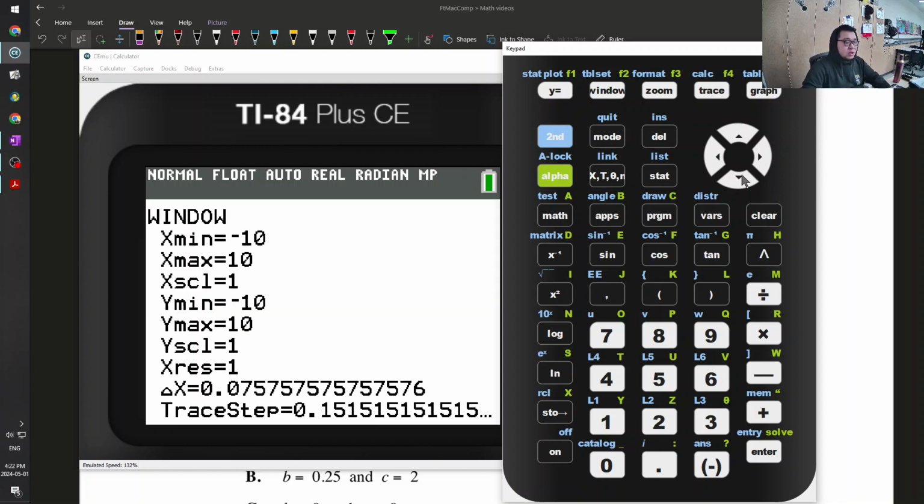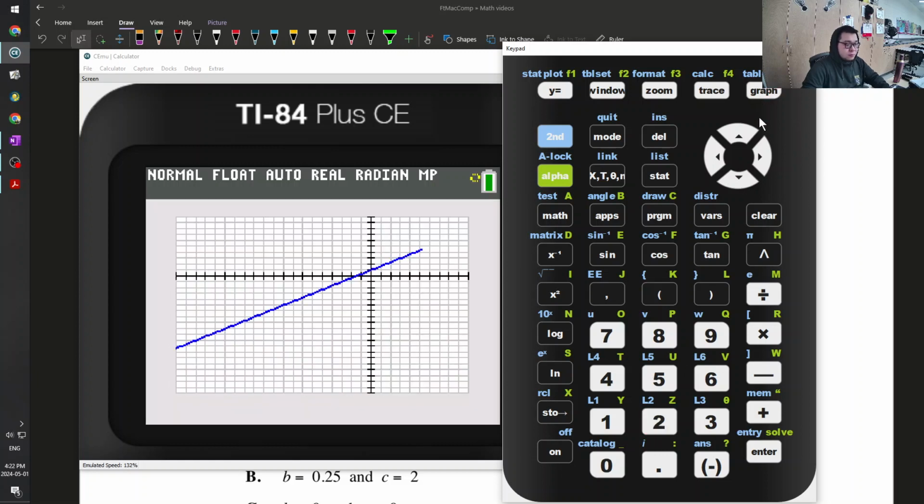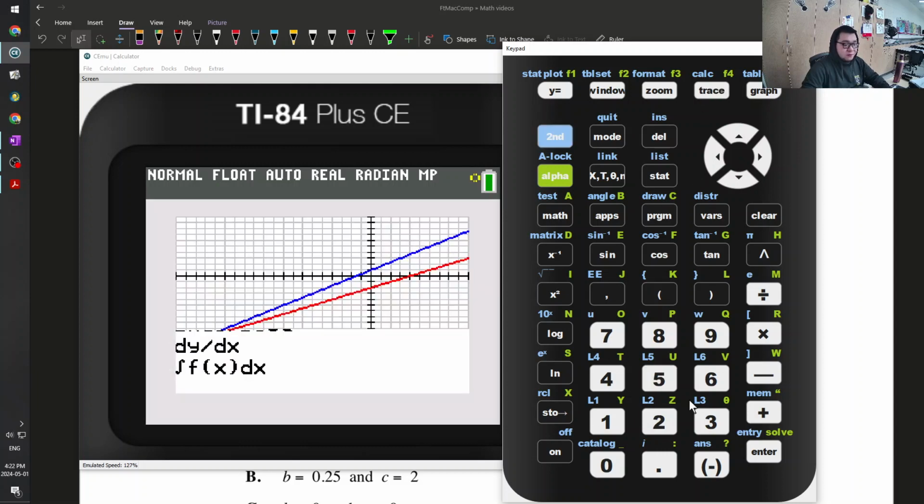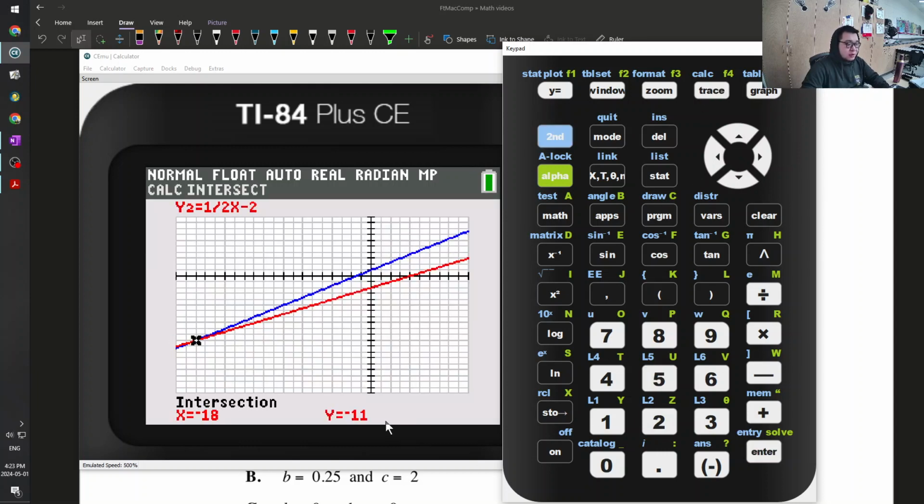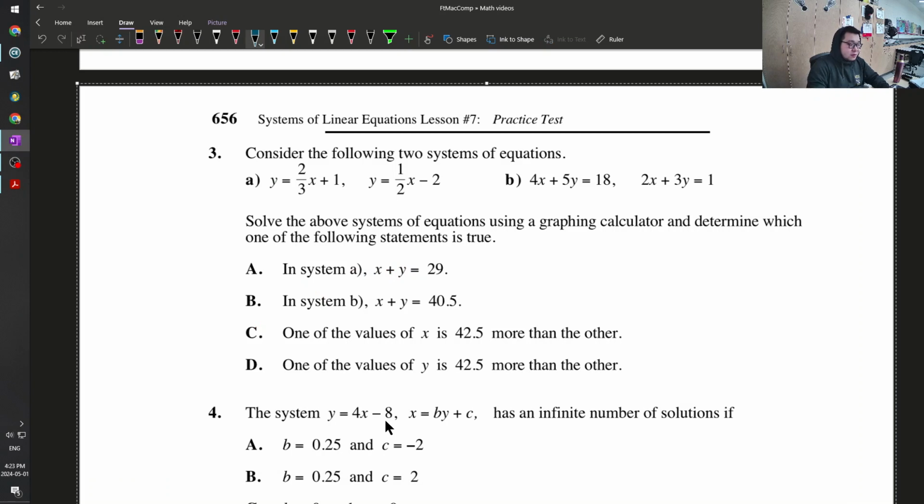And we want to see more on the left, so we change the x minimum to, let's say, negative 20. Let's also change the y minimum to negative 20, just so we can see more of it. Okay, here's my intercept. Second calc, 5, enter. Negative 18, negative 11. So negative 18, negative 11 is my solution. What is my other one?